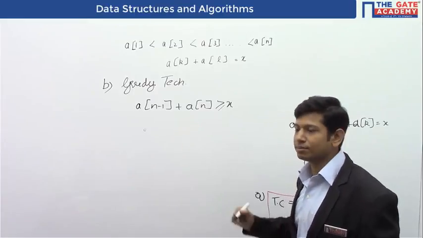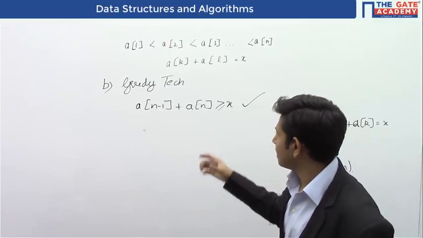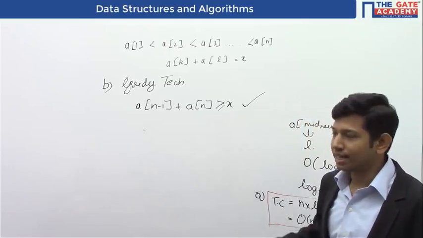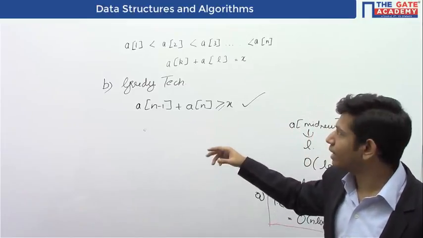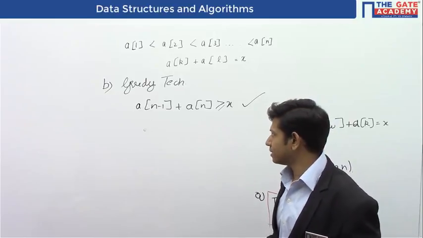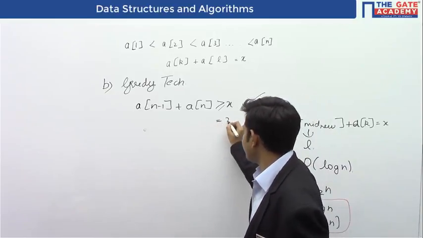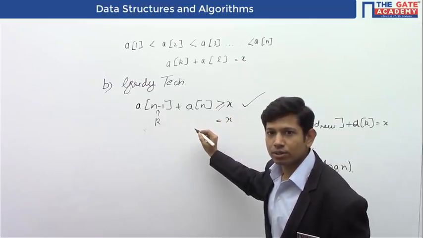Once this statement comes out to be true, we can go ahead and find. In case a of n minus 1 plus a of n is equal to x, then what do we get our k and l? n minus 1 and n as it is. If this is equal to x, then k is equal to n minus 1 and l is equal to n.